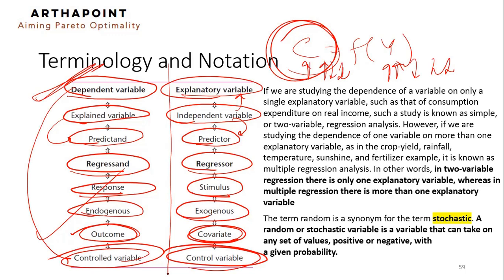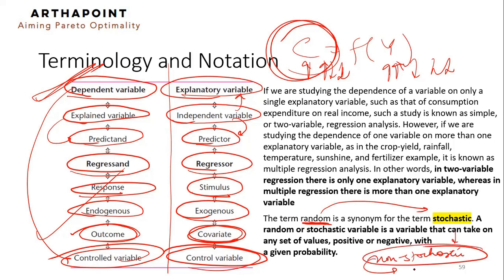Just one more thing which is important in terms of terminology. Anything which is random is called stochastic. Anything which is non-random is called non-stochastic. My x's are non-stochastic in nature. By x's, I mean my independent variables. My independent variables are non-stochastic.